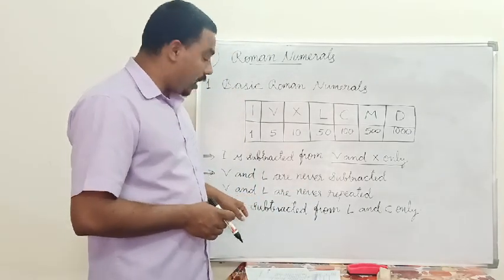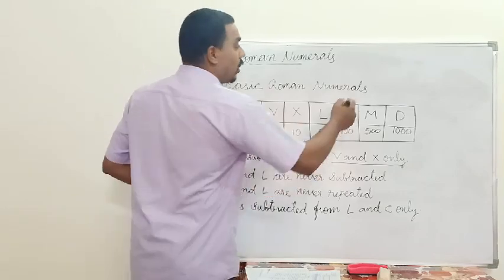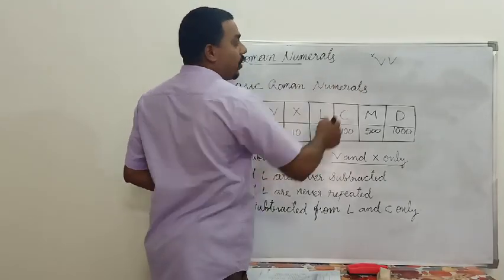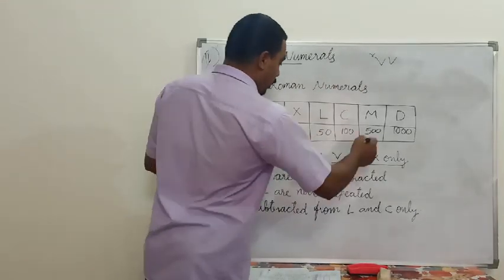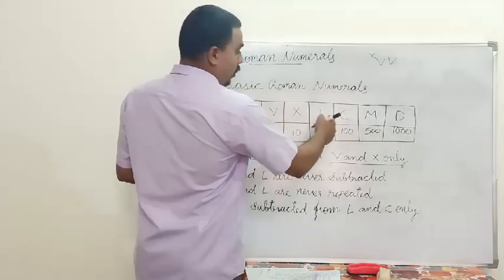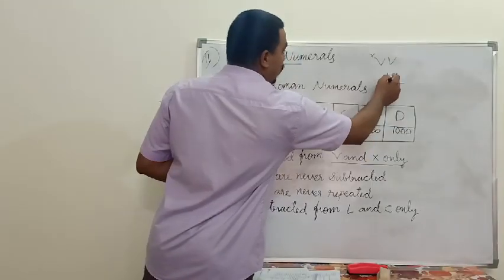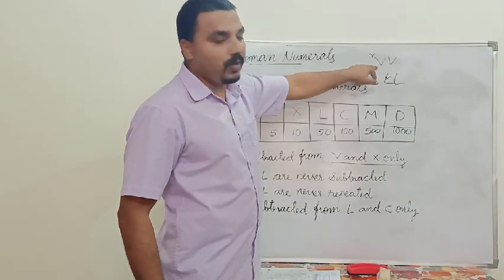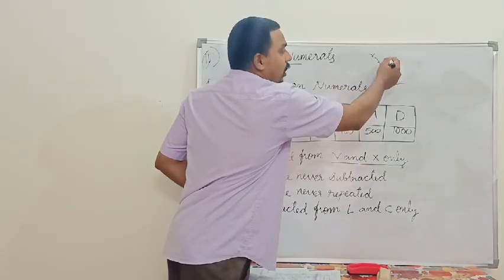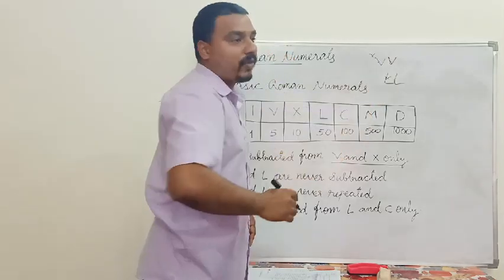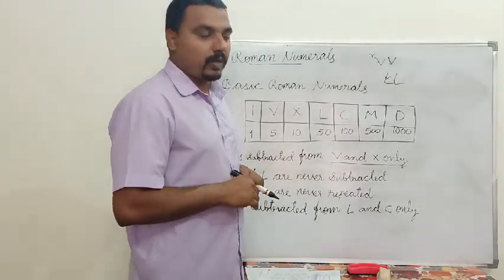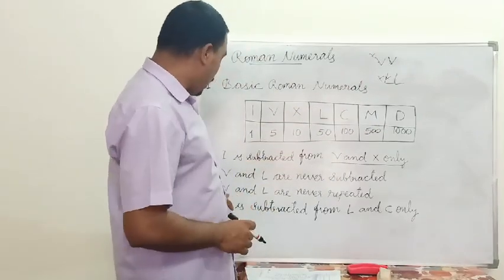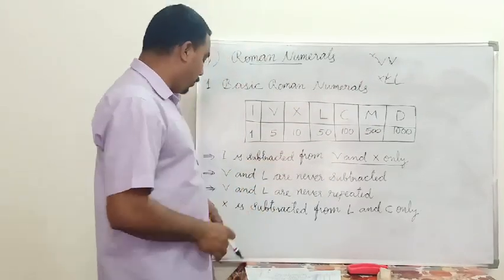These two numbers are never repeated. We will not write 55 in this way. This is wrong. I have seen that some of you are writing 55 in this way. This is 5, and you think if you put one more 5 there, it is 55. No. 55 will not repeat, 50 will not be repeated, and 5 also is never repeated.